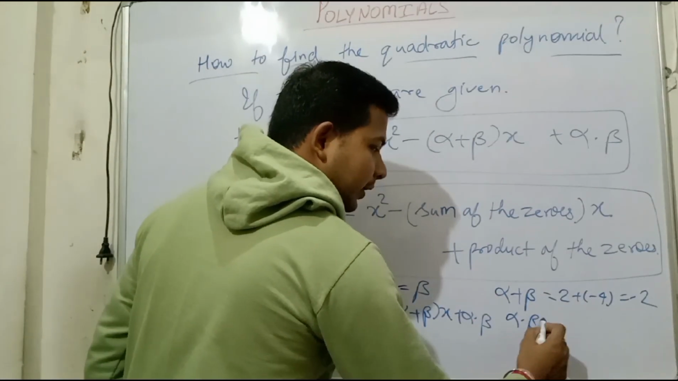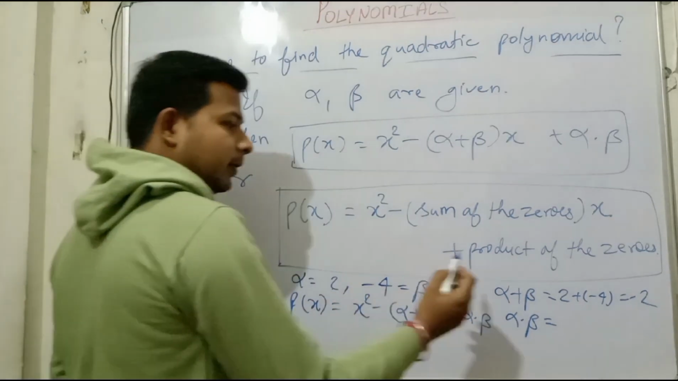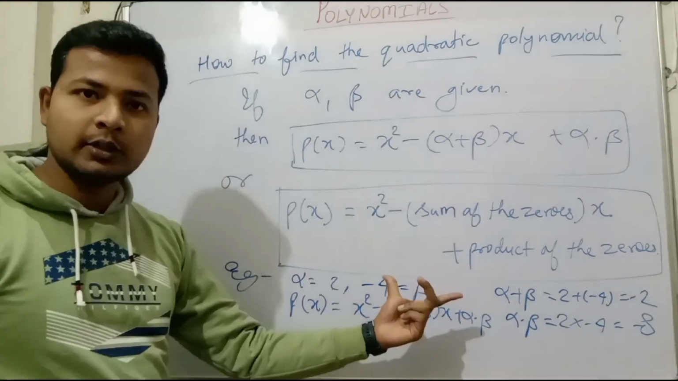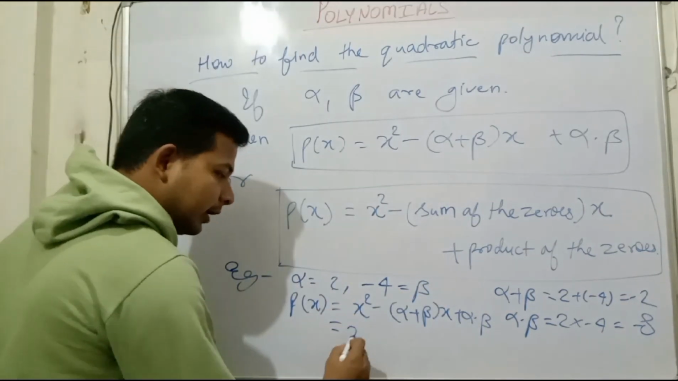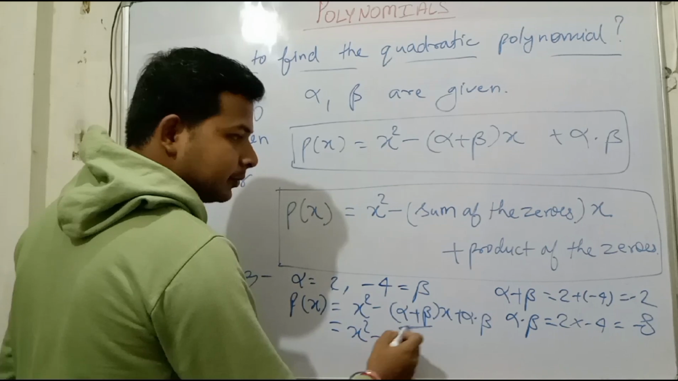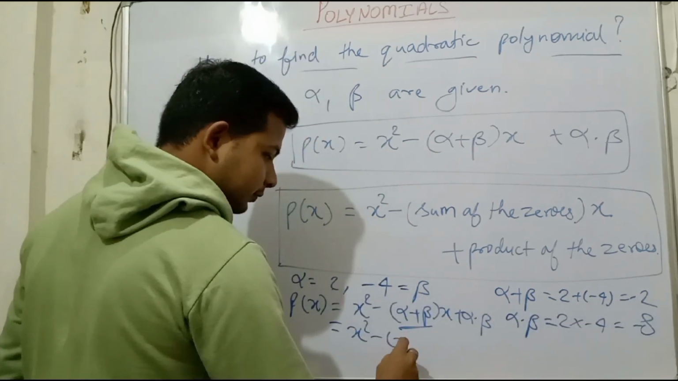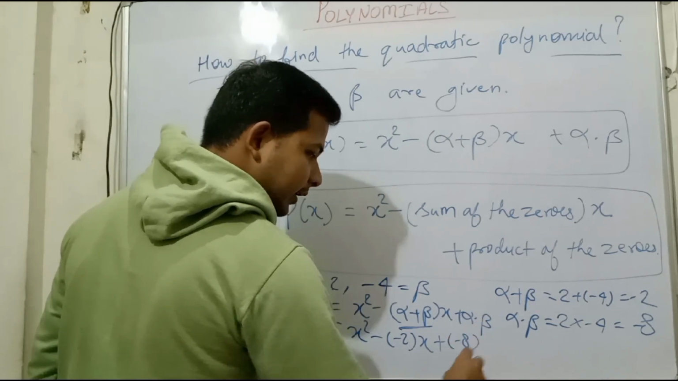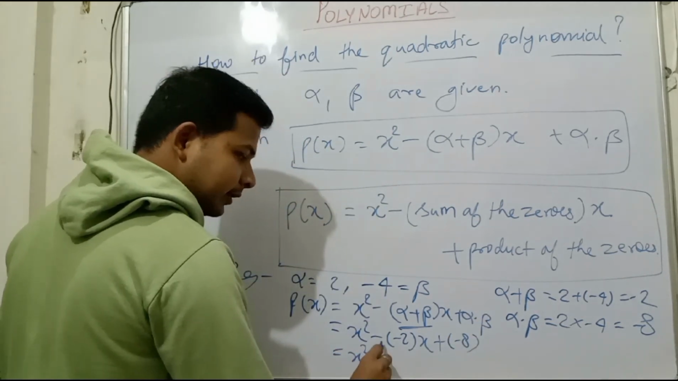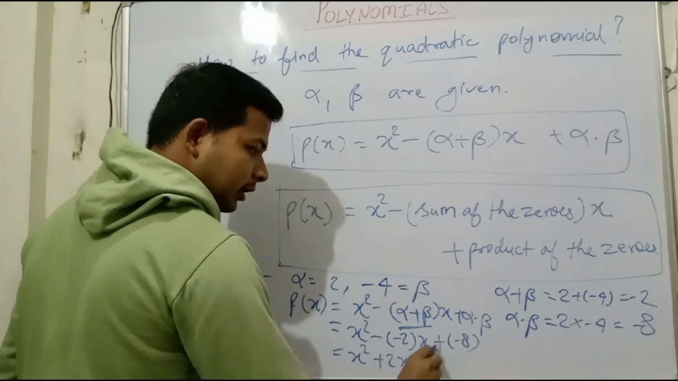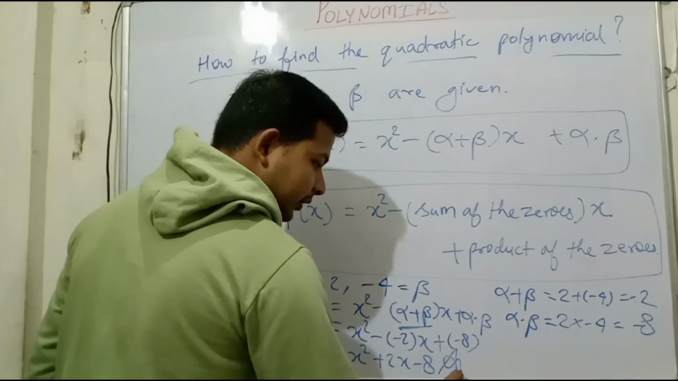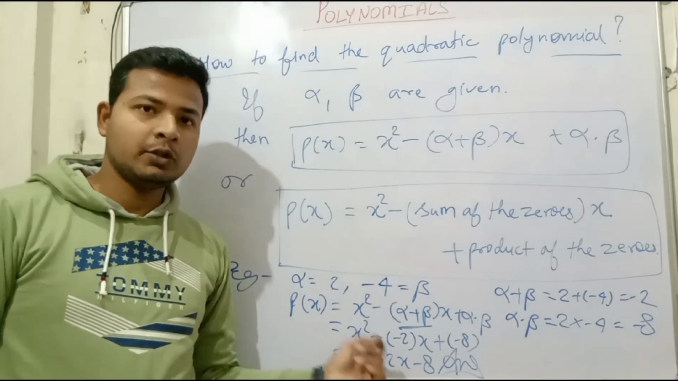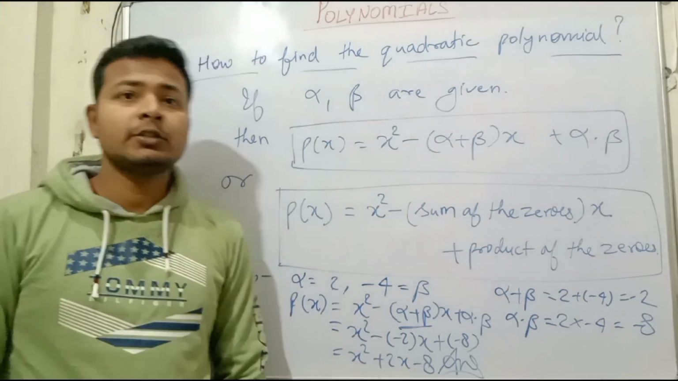Similarly, alpha into beta will be 2 into minus 4. This will be minus 8. Is it clear? Now, the answer will be x square minus the value of alpha plus beta, which is minus 2, x plus alpha into beta, which is minus 8. The final result is x square, minus minus will be plus, 2x and minus 8. This is our required quadratic polynomial.